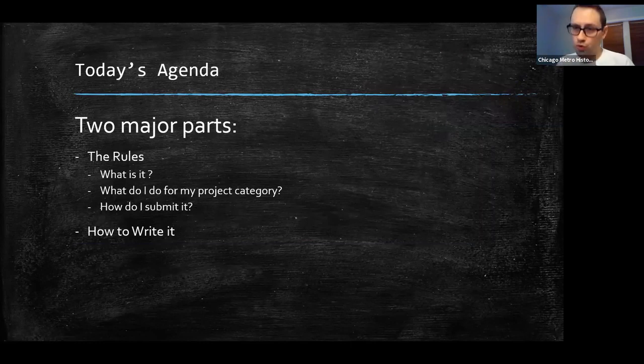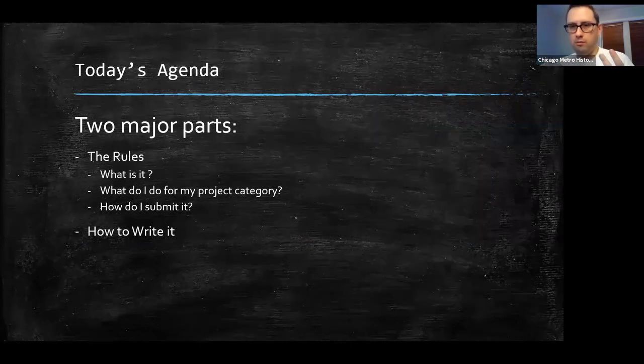The first part is the rules. So what do you need? How do you submit it? How does it look different for the different project categories? Your process paper, if you do a website, is going to show up a little bit differently than your process paper if you do an exhibit. Those types of things. And then how do you get that to us and submitted to the state competition?